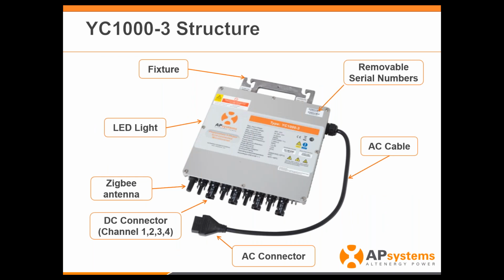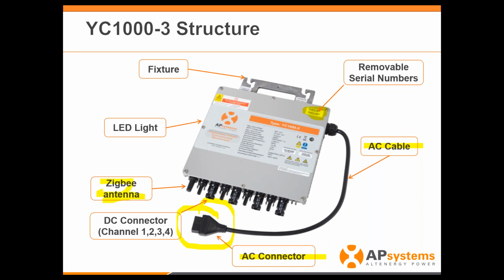So in regards to the 1000, again, we're going to walk around the circle here. Same removable serial numbers for you to be able to map your system. AC cable. Now this one is different. This AC cable connector is different because now we know there's 5 lines in here, not 3. There's line 1, line 2, line 3, neutral, and ground.